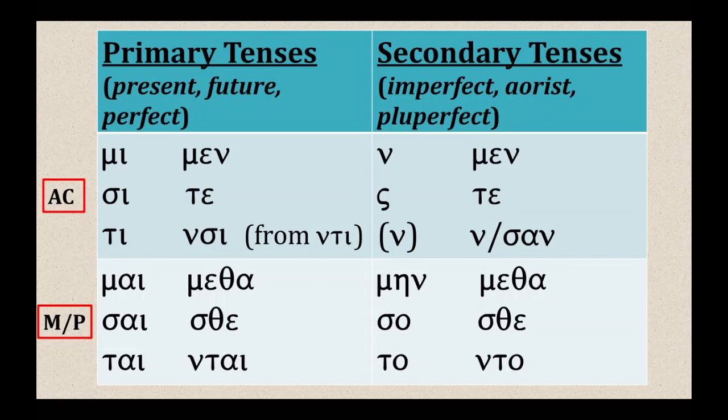Same with here. Meta, esse, ntai. Difference between here and here: these don't have an augment, these will have an augment.